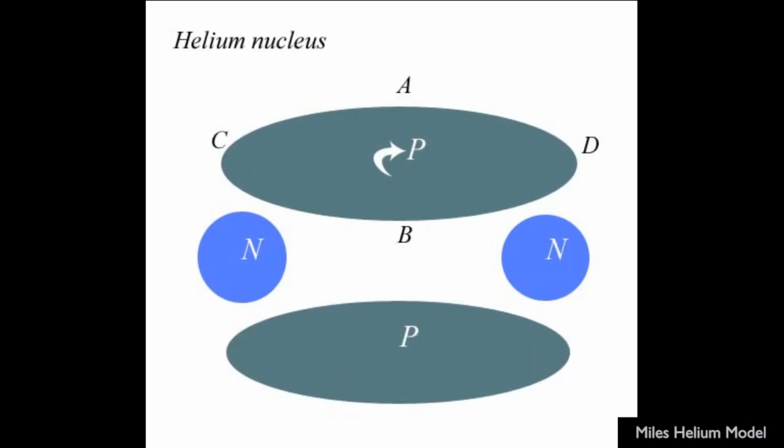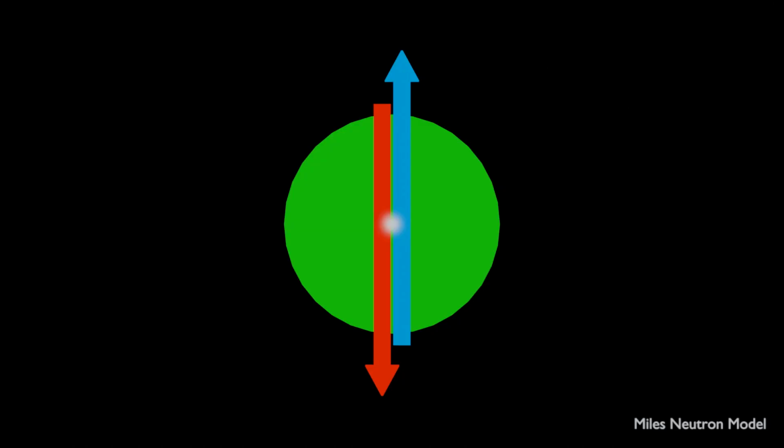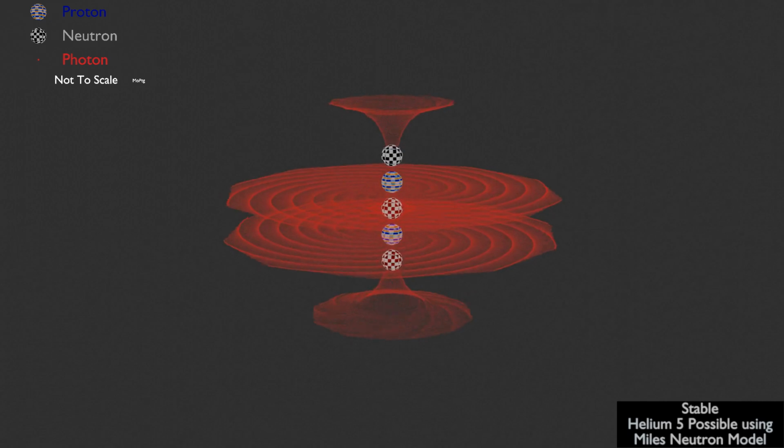Miles puts the 2 neutrons in between the 2 protons as columns to prevent the 2 spinning protons from meeting in the middle. Once again, since Miles' neutrons pass charge pole to pole, it makes more sense to put one on top, one in between, and one on the bottom.